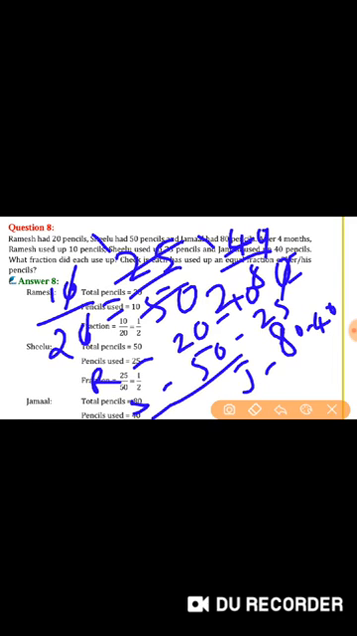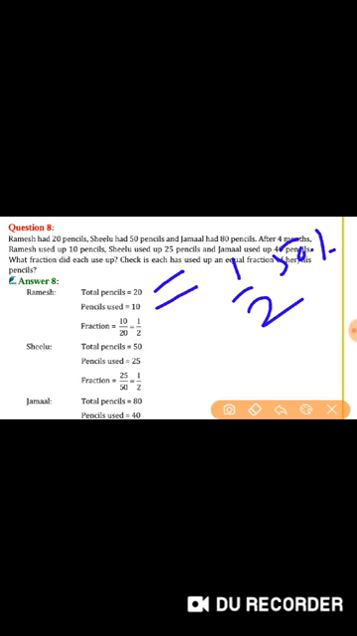4 ones are, 4 twos are. So all are equal only. They have used 50% of all. Here by the number also you can choose. Out of 20, 10 means half, 50%. Okay. Then here out of 50, 25 means it is also half.